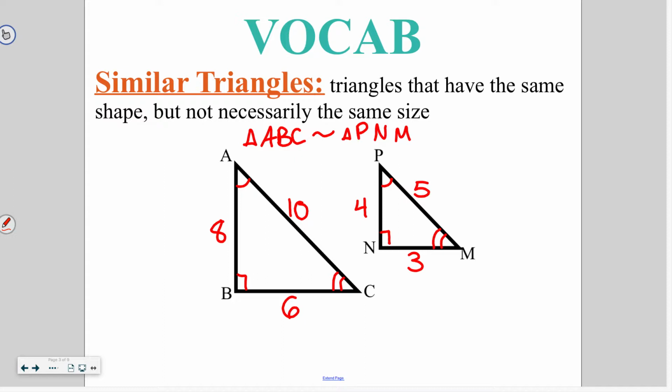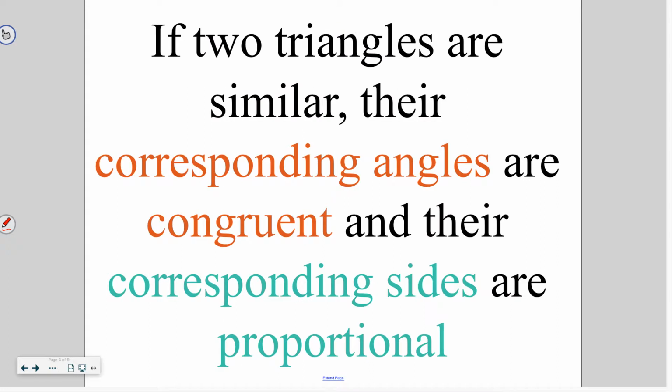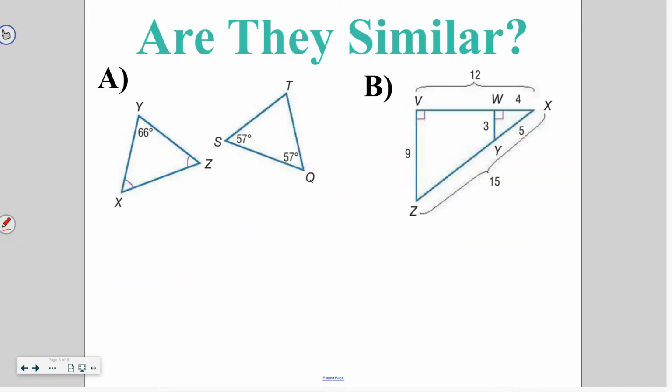What that means is if you set up a ratio, for example 10 over 5, that ratio should stay the same for all of the other values, which in this case it does, because they are all equal to 2. It does not matter if it is big triangle over small triangle or small triangle over big triangle, as long as you are consistent as you set up those ratios. So again, angles congruent, sides are proportional. So first thing we're going to do is decide if they are similar.